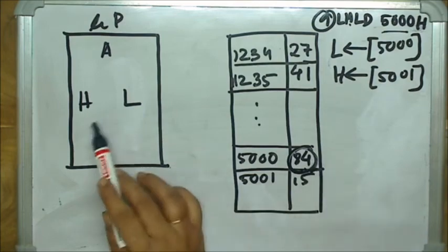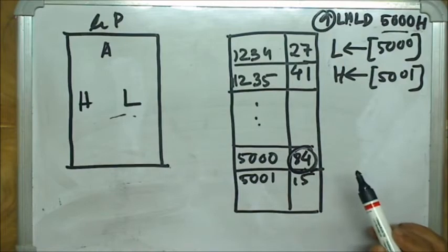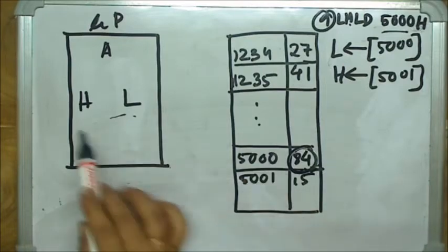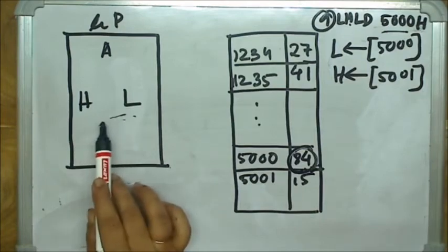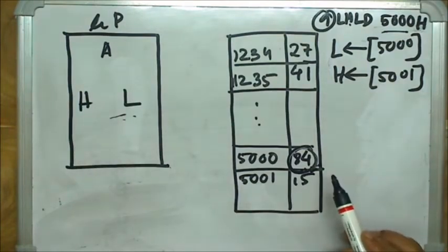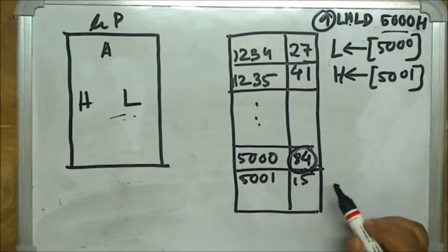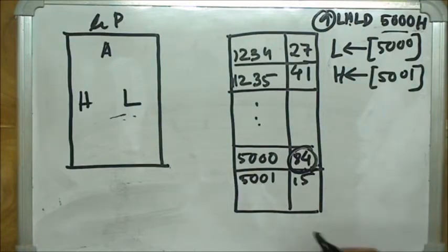But the HL pair is a 16-bit register, right? It will contain 16-bit data. 84 is 8-bit data, so it needs one more 8-bit data. From where will it take it? From two scattered locations or from two consecutive locations? Of course, from two consecutive locations.